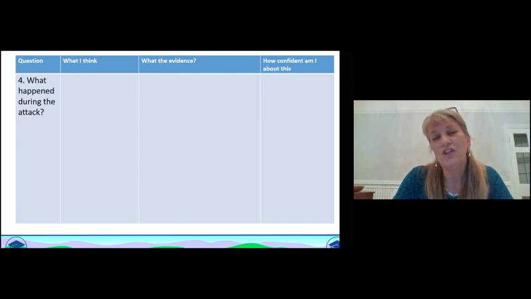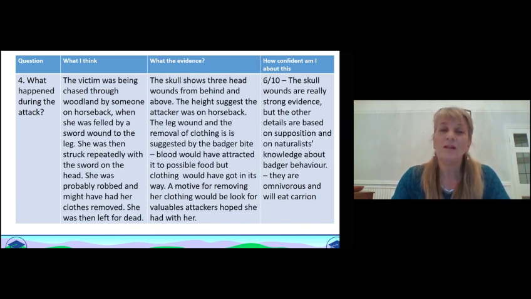So next question, what happened during the attack? Well, I think the victim was being chased through woodland by someone on horseback when she was felled by a sword wound to the leg. She was then struck repeatedly with the sword on the head and was then probably robbed and might have had her clothes removed. She was then left for dead.